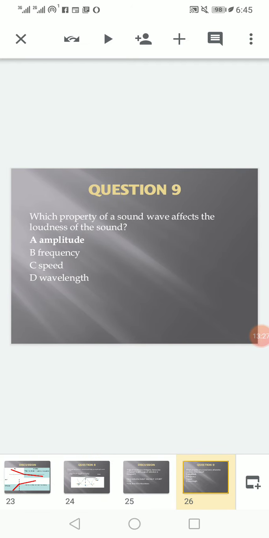This question says, which property of sound wave affects the loudness of the sound? So the property of a sound wave that affects the loudness of the sound is the amplitude. Amplitude affects the loudness of the sound. I repeat again, the property of a sound wave that affects the loudness of the sound is the amplitude.